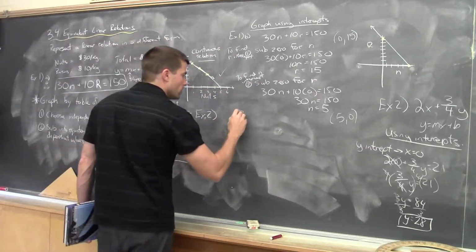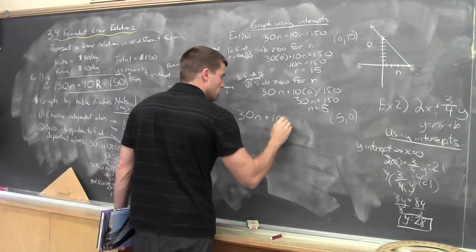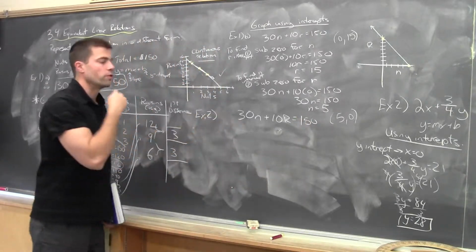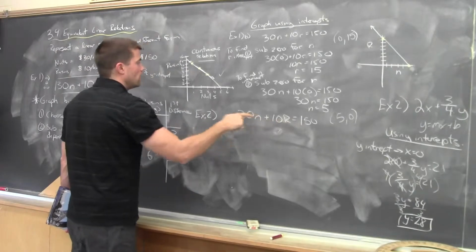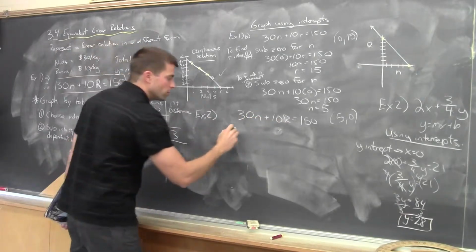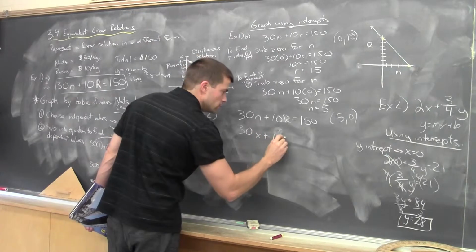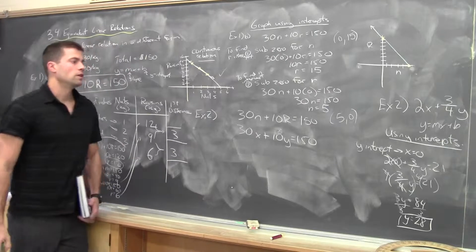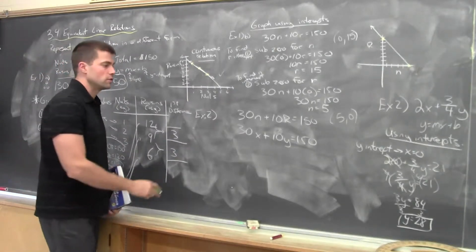So we have 30n plus 10r is equal to 150. Okay, so this was our original equation. In this case, we're graphing r as y and n as x. So I'm just going to sub in those values just so that we're consistent with what you guys have seen before. The only thing I did was change the r and the n for x and y, just so it's consistent.